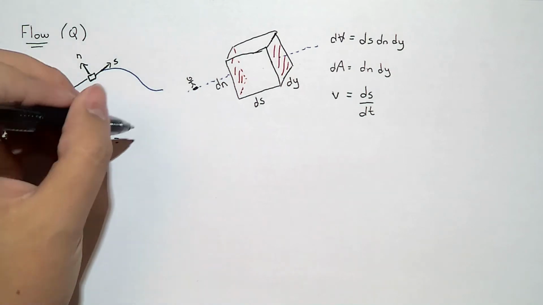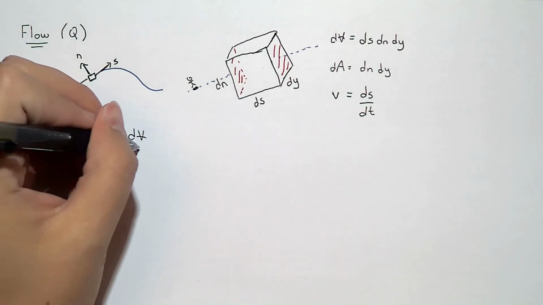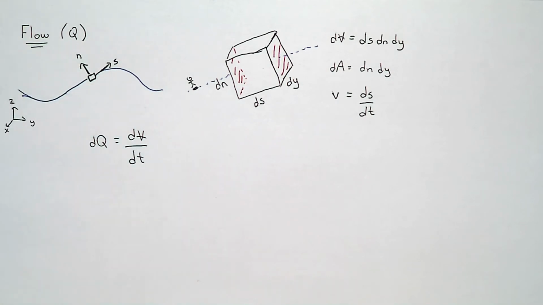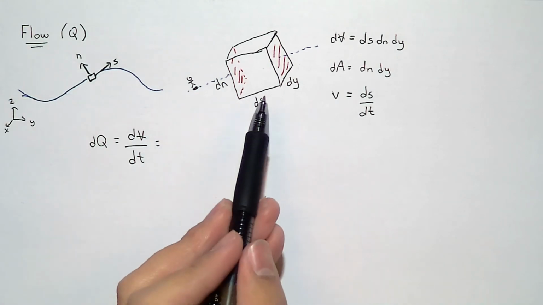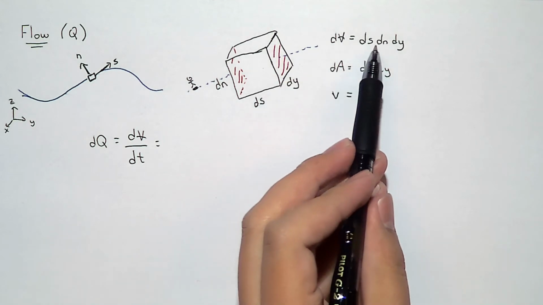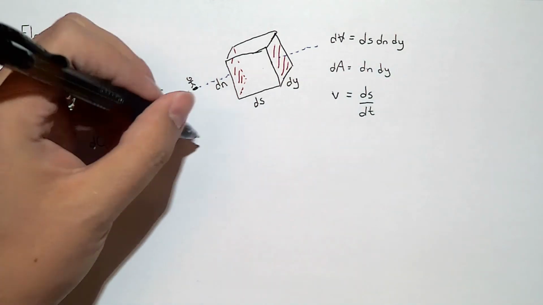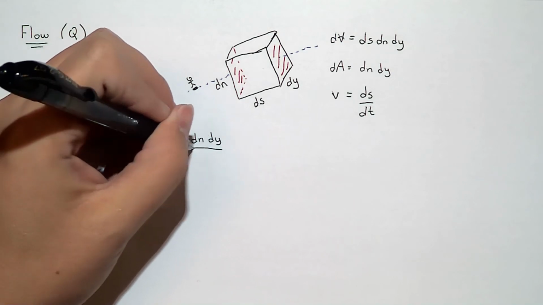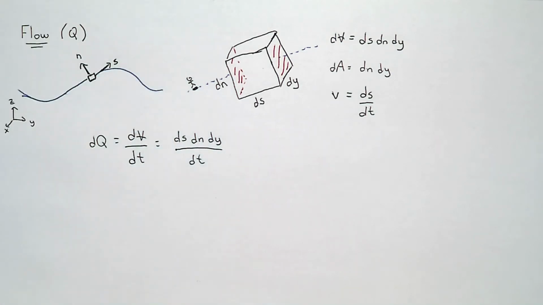Thank you, dV, the volume of the control volume. And this volume is being transported over a tiny, tiny, tiny amount of time. But now we know that the volume of this control volume is simply ds times dn times dy. So I can simply express this as ds dn dy over my time.